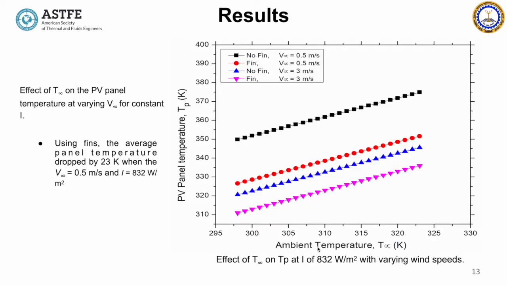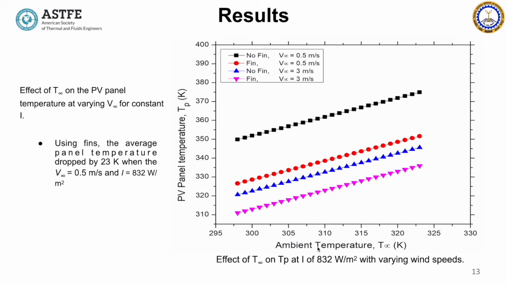Slide number 13, 14, 15. I have tried to capture the effect of using fins in reduction of PV panel surface temperature with respect to varying irradiance, velocity and temperature. In this figure we can see the effect of ambient temperature on the PV panel at varying wind velocity for constant irradiance.